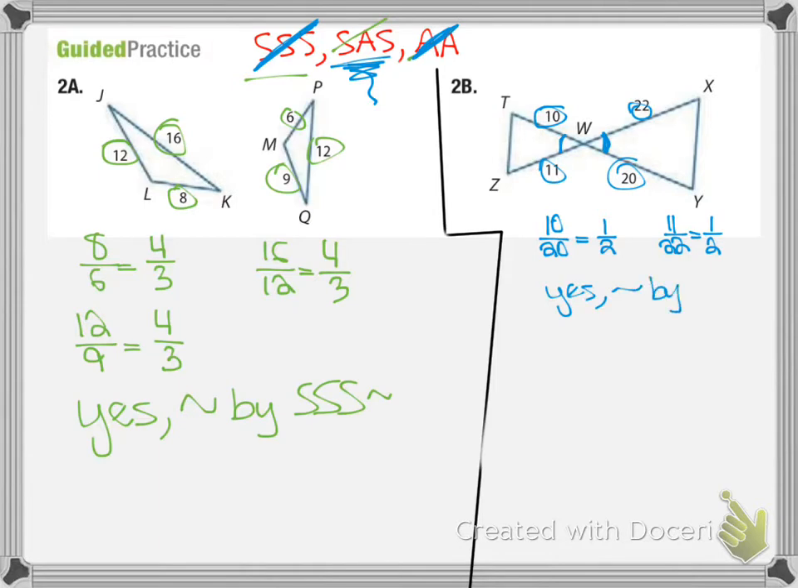by SAS. So that is how you check. It's a little more complicated than congruence because you do have to check that those side lengths are proportional.